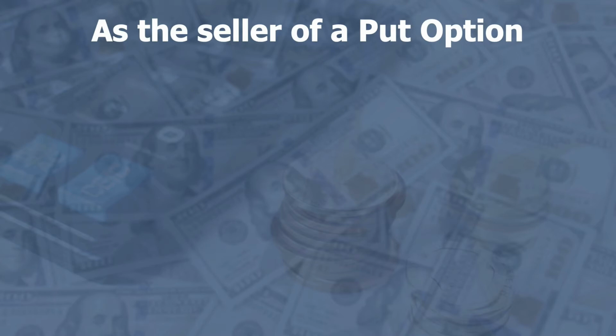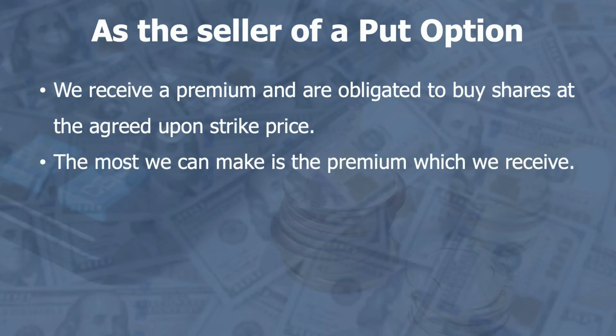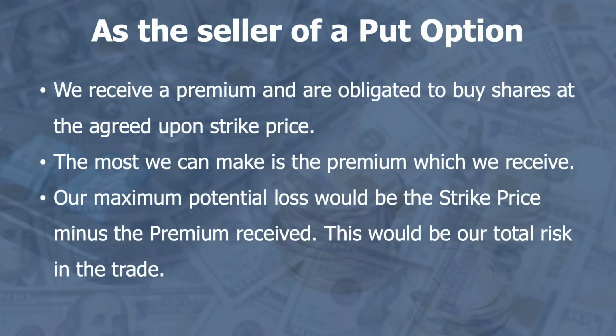So let's take a look at the key points of when we're selling options. When we sell an option, we receive the premium and then we're obligated to buy the shares at an agreed on price. The most we can make from selling an option is the premium that we actually receive from the buyer. So that's our maximum profit on the transaction. And our maximum potential loss would be the strike price minus the premium which we've received. This is going to be our total risk in the trade.